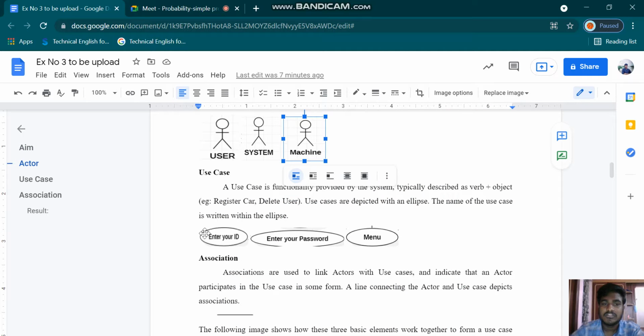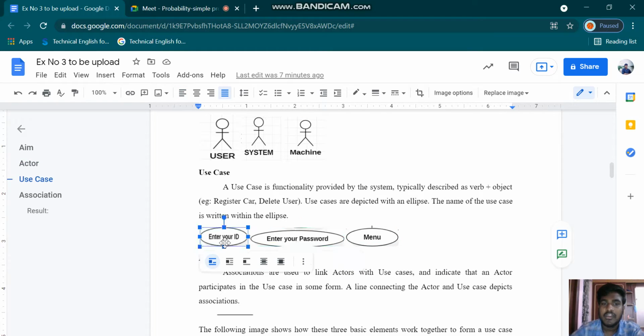And coming to use case, the oval shape is called the use case. Use case is the functionality provided by system. That is, if you enter your ID, it goes to password, and after entering your password, it goes to menu. Just an example, it can be anything: payment, list, set price, anything. So this is the use case.